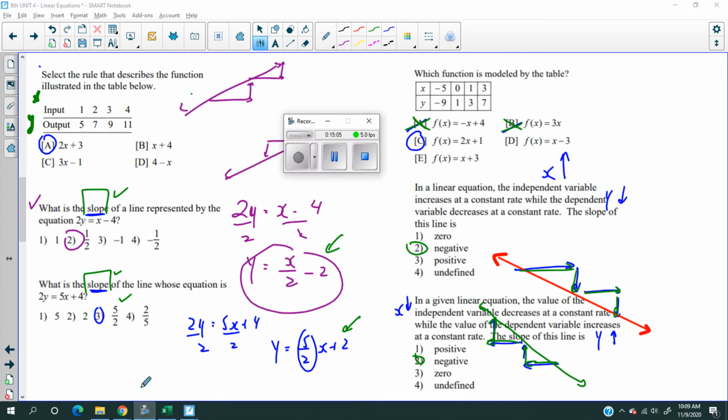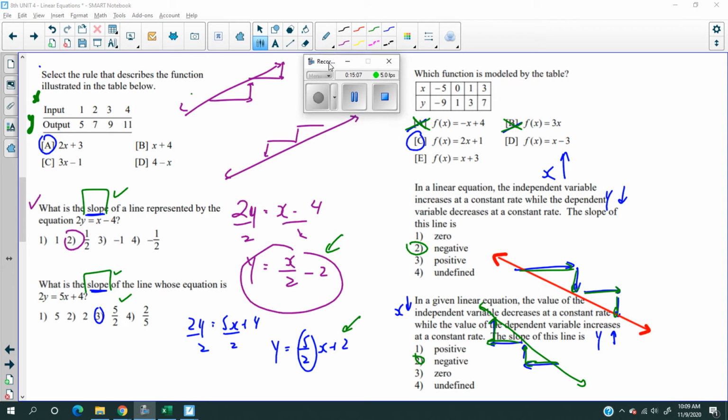Okay, all right, let's stop here, okay? 15 minutes, not bad. Tomorrow, we are going to look at how to find an equation from a table instead of a graph, okay?